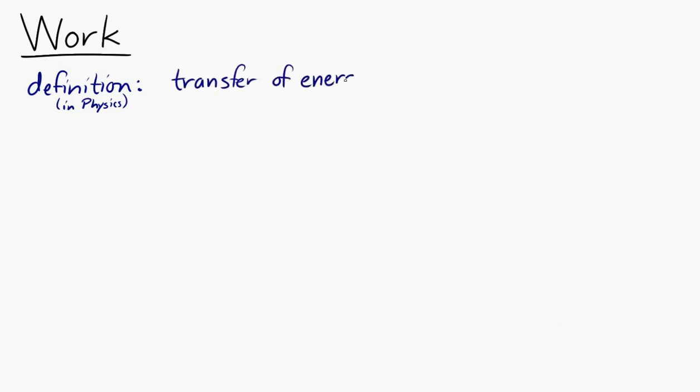Let's take a look at work. Work in physics can be defined in a few different ways. One way is that work is a transfer of energy. This is a nice definition because it's short and sweet, and also because it refers to this idea of energy, which we've been talking about. So, transfer of energy means that it's the energy either added or removed from an object.